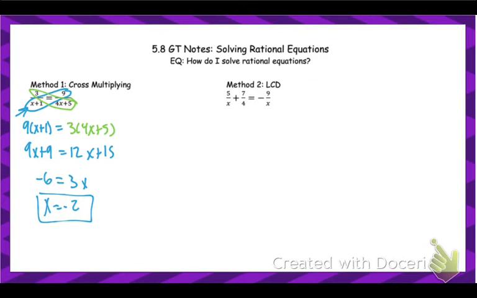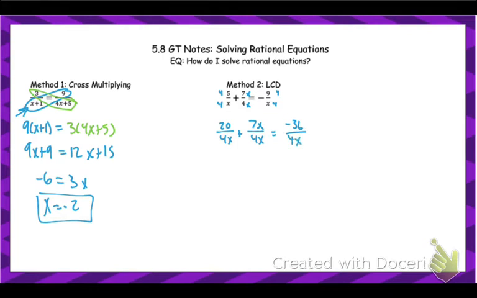All right, second method is to find our least common denominator. So let's go ahead and find our least common denominator here. All right, it's going to be 4x. So I want to get every fraction with that common denominator. So I would multiply by 4, multiply by x, and multiply by 4. So that would give me 20 over 4x plus 7x over 4x, and that's equal to negative 36 over 4x.